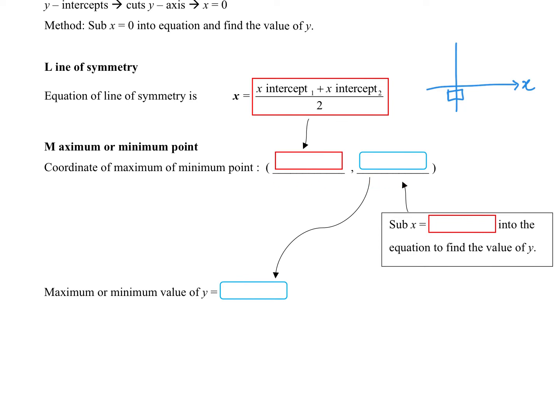Sometimes the question may ask for the maximum or minimum value of just the y. So which one is the y value? This is the x value and this is just the y value. So after you have found the coordinates for the minimum point, the y value will be the maximum or minimum value for that graph. Feeling confused? Don't worry, let's begin by doing a sample question.